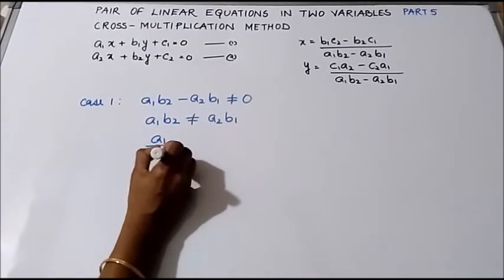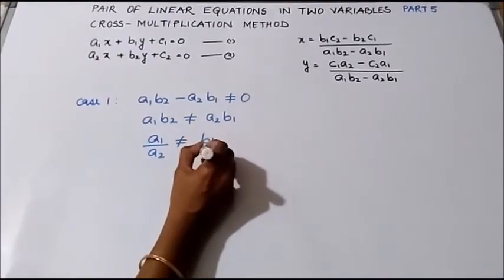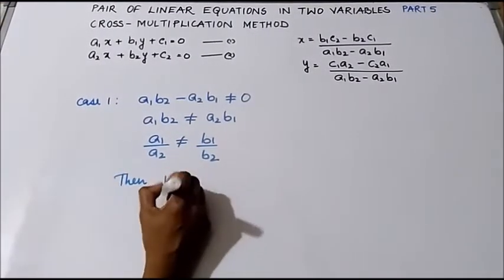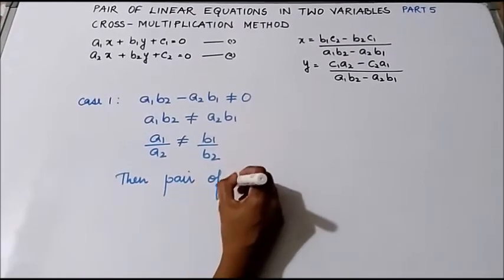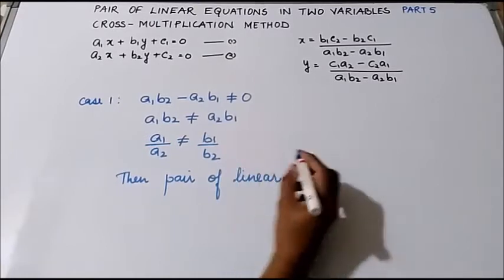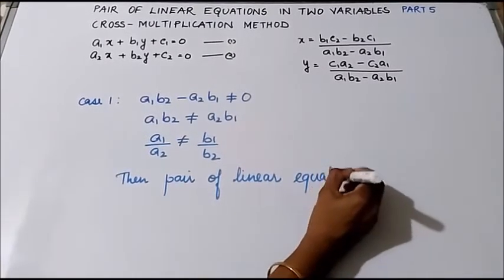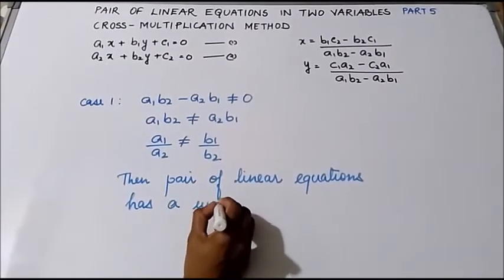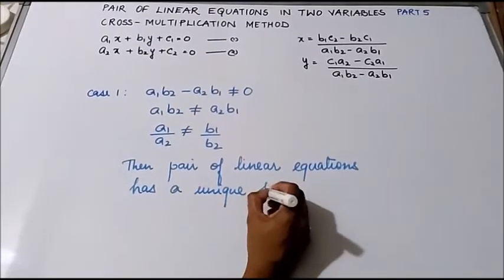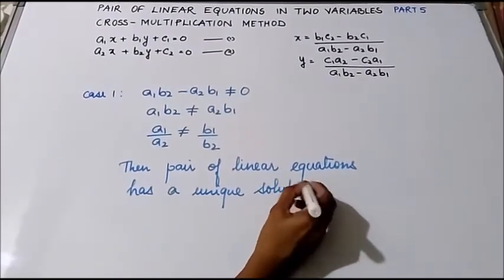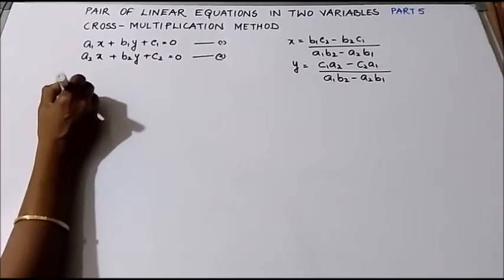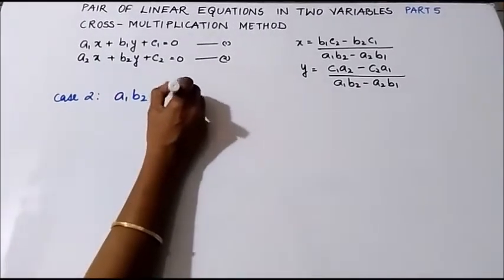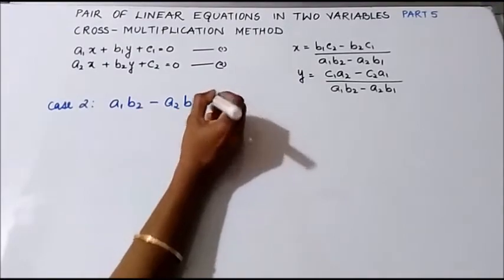This is a1 by a2 is not equal to b1 by b2. If this is the condition, then the given pair of linear equations has a unique solution. Now let us take case 2. Case 2, it could be a1 b2 minus a2 b1 is equal to 0.